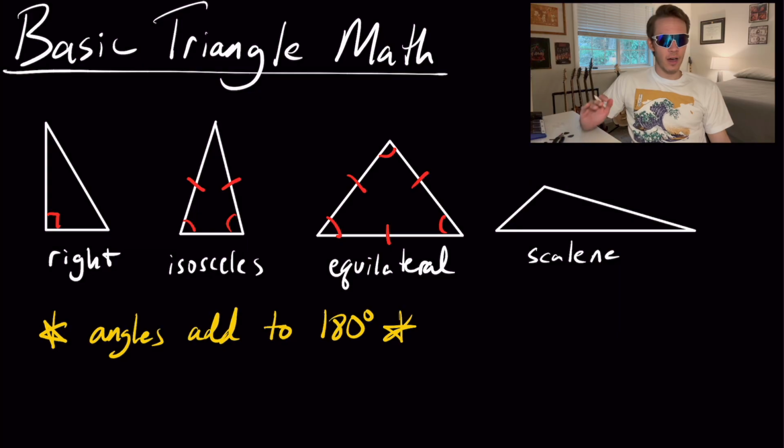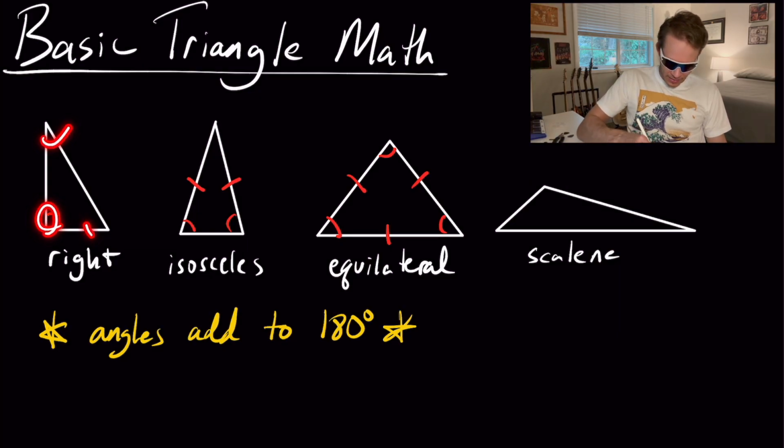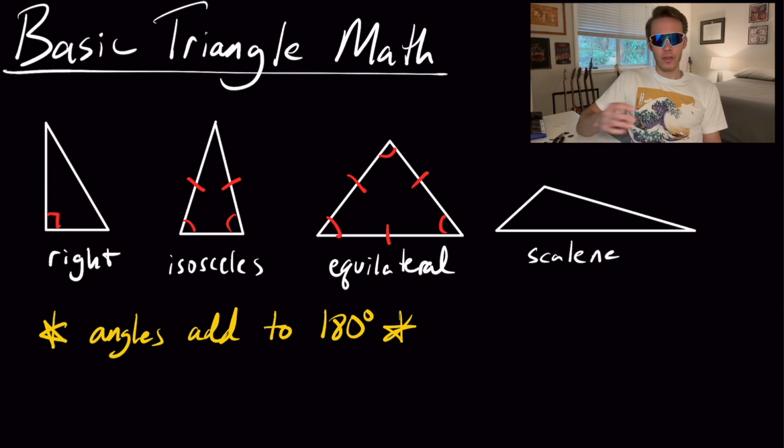The most important thing to know about any triangle is that if you add all of the angles up together, you're going to get 180 degrees every time. So if I add this angle and that angle, I'll get 180 degrees. If I add this angle and this angle, I'll get 180 degrees. This one, I'll get 180. If I add that and that, I'll get 180. So if you add all of the angles inside of a triangle, you're always going to get 180 degrees.